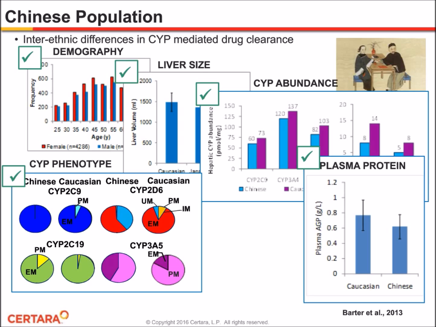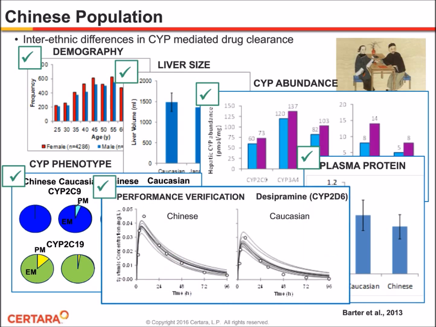So when there are these inherent differences in prime drug metabolizing enzymes, you cannot expect that the drug disposition would be similar between the healthy or the North European Caucasian population versus any other ethnic populations. So this is just a performance verification on how the Chinese population in SimCyp performs compared to the Caucasian populations, and this data is basically published in the reference by Barter in 2013.